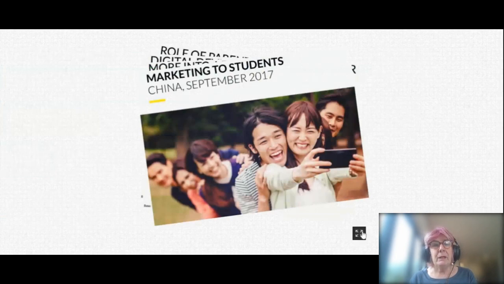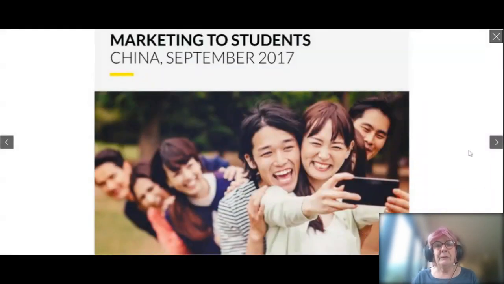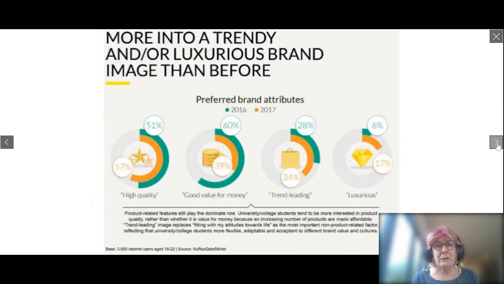So let's begin by looking at an example. This is some market research that was conducted by Mintel, and it's about how businesses might go about marketing to students who come from China. So what we've got here is some information and perhaps more importantly, some insights into some of the buying behavior of these students. So let's start with this.